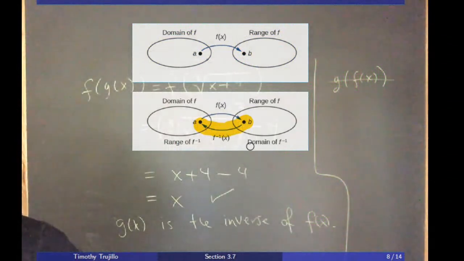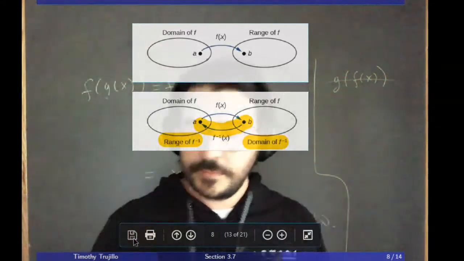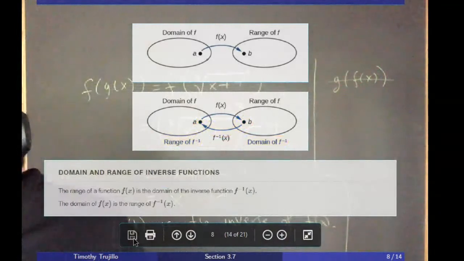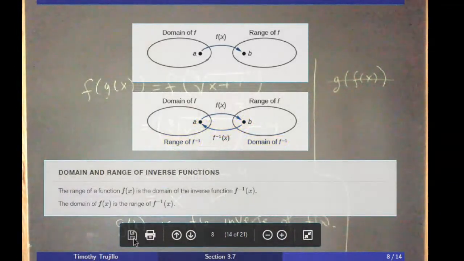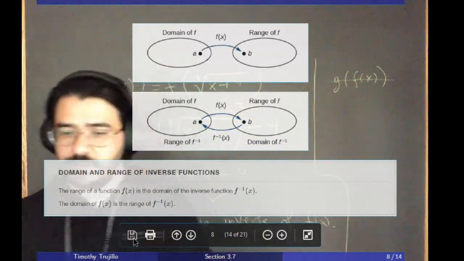And what that means is that the domain of f inverse is really the range of f, and the range of f inverse is the domain of f. So when you take the inverse of the function, the domain and range swap. And that's what's being said here. The range of a function f of x is the domain of the inverse, and the domain of a function ends up being the range. That's just because you're swapping the x and the y values. I think it makes sense.